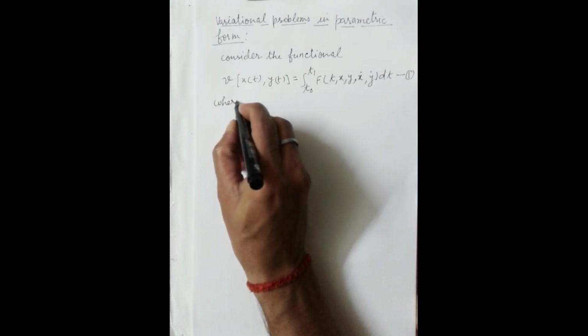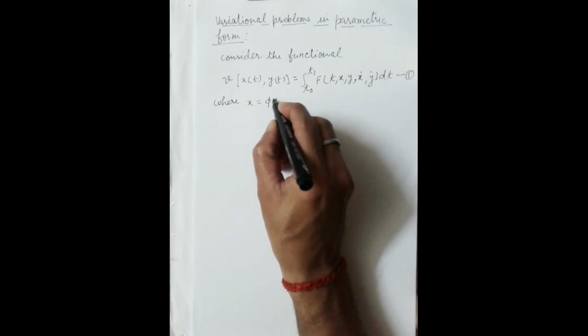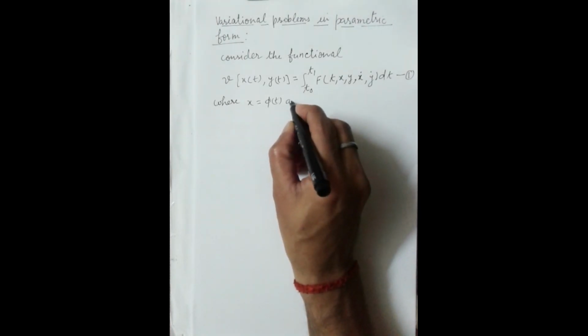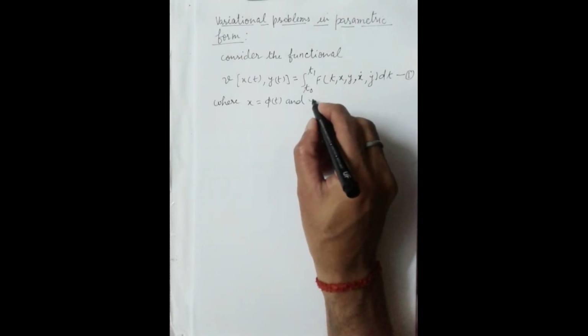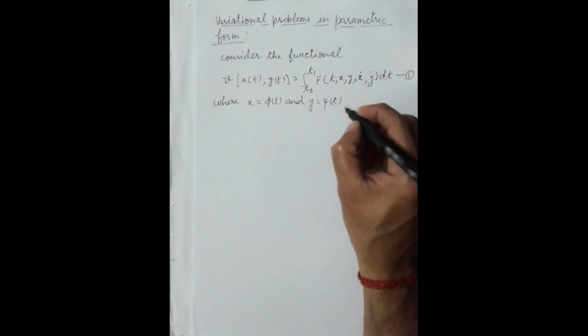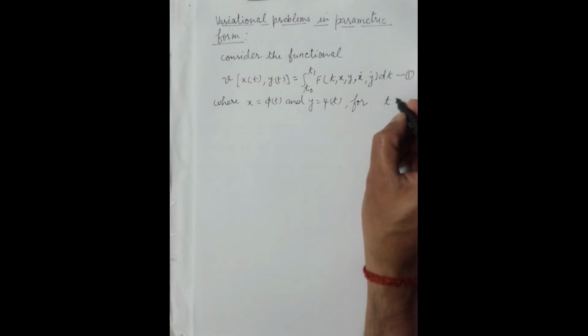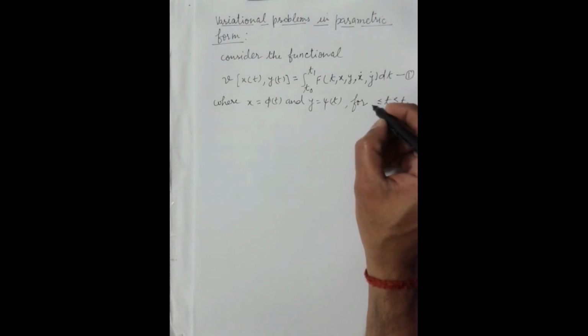where x equal to phi(t) and y equal to psi(t) for t0 less than or equal to t less than or equal to t1.